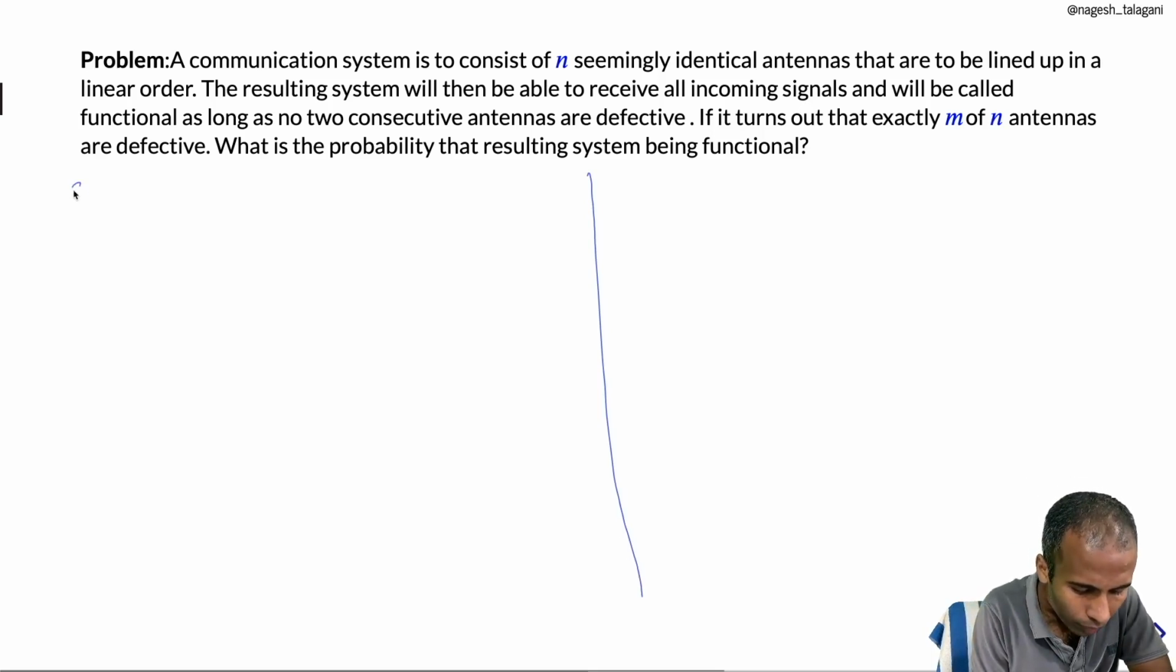Okay, let us denote a defective antenna by 0, non-defective by 1.